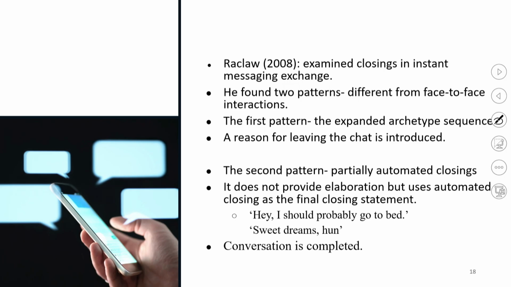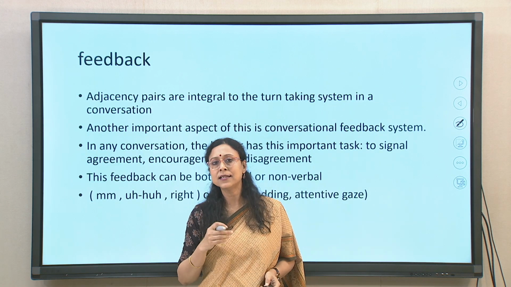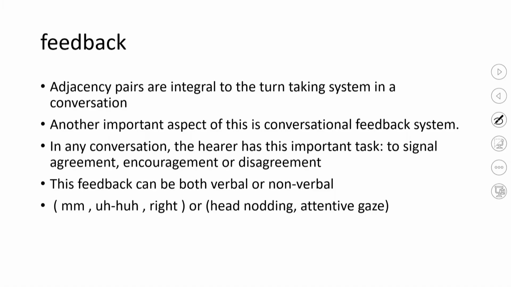First they will say that they have some other work to do, and then eventually you leave the chat. Second pattern is partially automated closings. There are all kinds of automated messages these days. Even emails have automated responses. The conversation scenario has changed rapidly in the last couple of decades with AI and everything. So, things are changing, but even then there is a structure to the conversation. We have changed the structure within that pattern, but the overall pattern has not really changed.